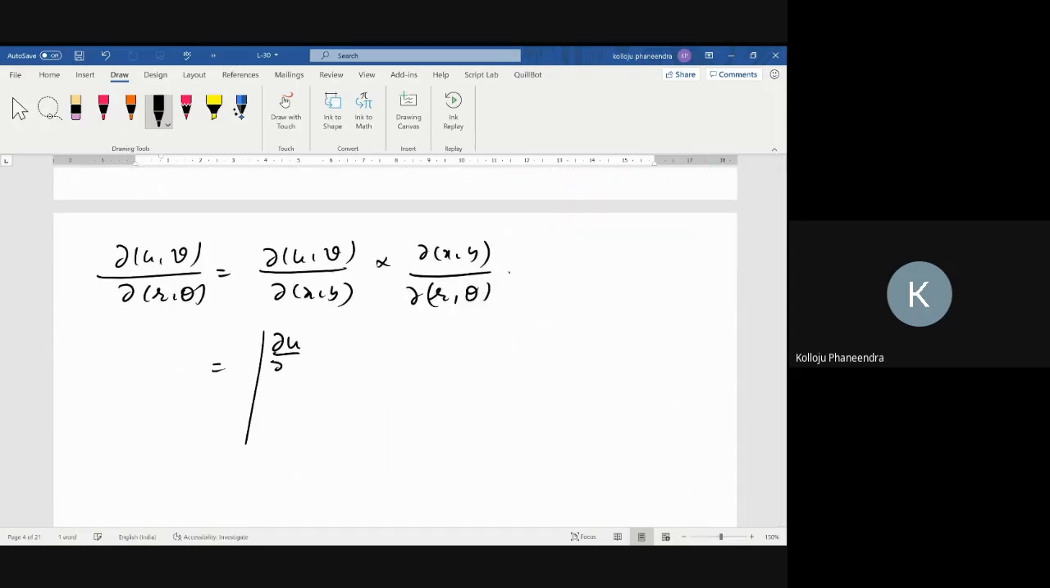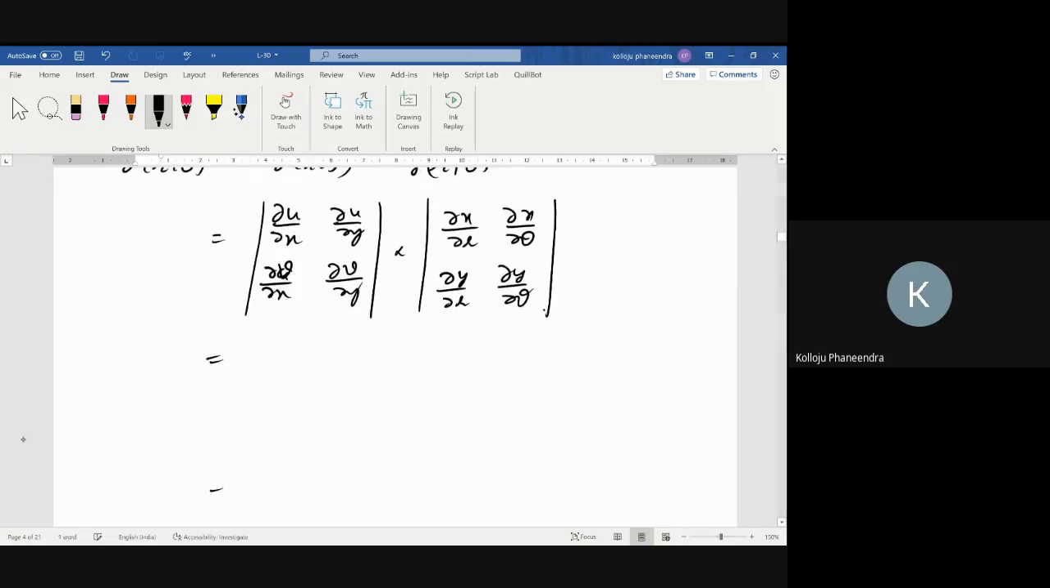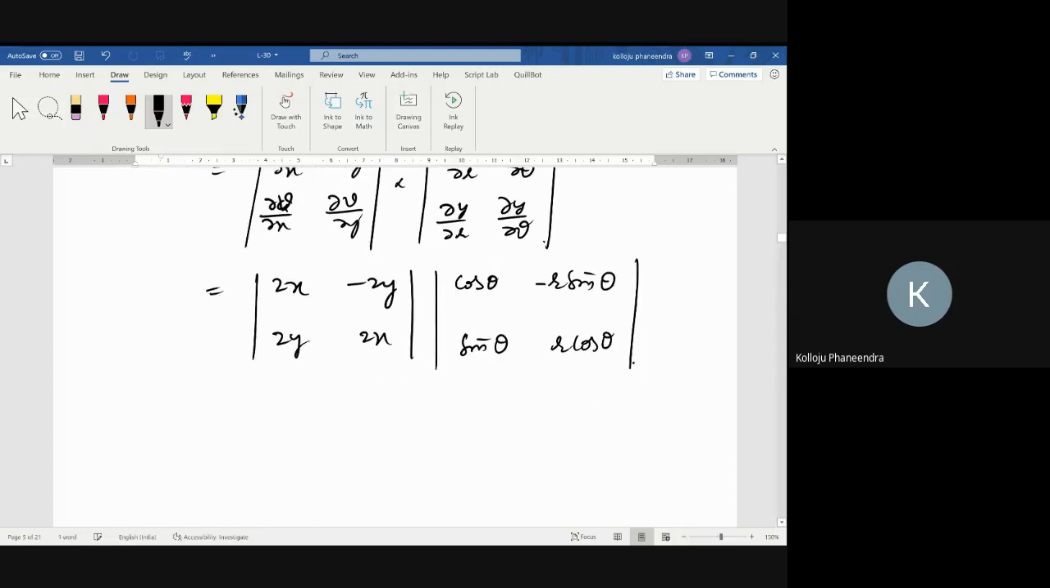What is the first one? ∂u/∂x, ∂u/∂y, ∂v/∂x, ∂v/∂y, multiplied by ∂x/∂r, ∂x/∂θ, ∂y/∂r, ∂y/∂θ. Right? Now, ∂u/∂x: u is x squared minus y squared, so that is 2x, and this is minus 2y. v is 2xy, so 2y, and this is 2x. And ∂x/∂r, x equals r cos theta, therefore this is cos theta. ∂x/∂θ is minus r sin theta. ∂y/∂r is sin theta. ∂y/∂θ is r cos theta.